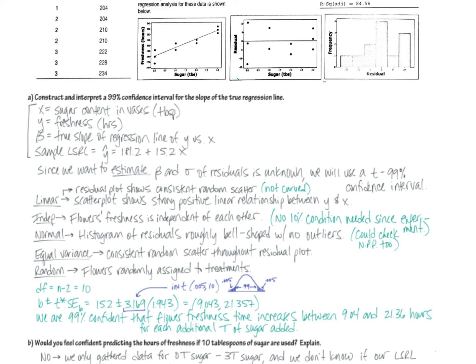And then lastly, random. We already know how to do that. The flowers are randomly assigned to treatments. Make sure that you say what is random about these flowers. We did not take a random sample. We randomly assigned them to the treatments.